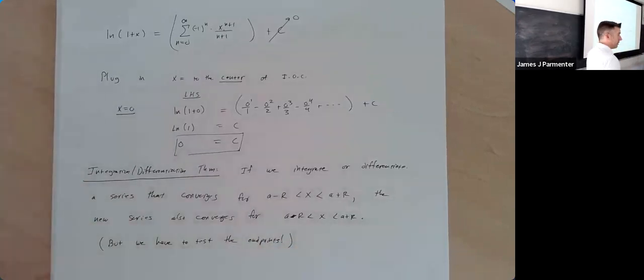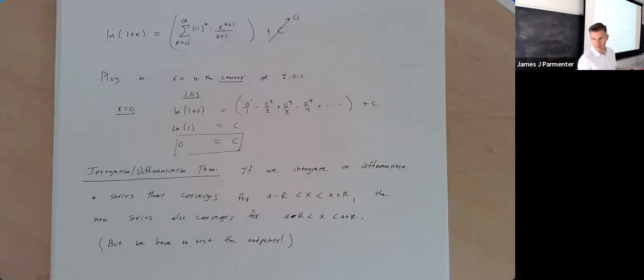And literally anything can happen to the endpoints. You could have a series that didn't converge at the endpoints, and its derivative or antiderivative will converge. It can converge at one or at both or at neither. And it doesn't matter if your original series converged or didn't converge at the endpoints as far as the new series is concerned. So the rule of thumb here is really: always test the endpoints.